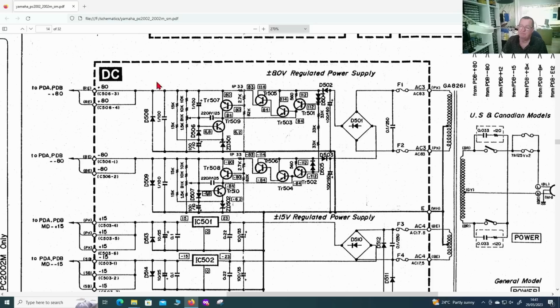In our case, the power supply is shutting down. There's no plus 80 on either amplifier, and this is why we have the protect mode.